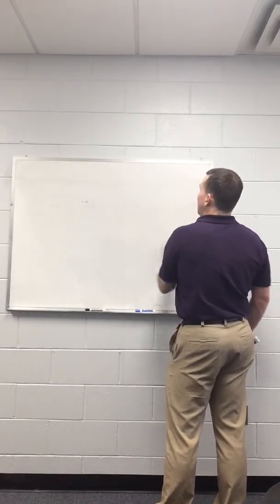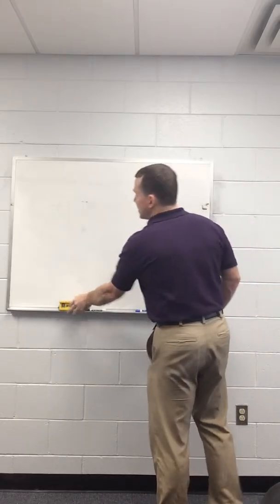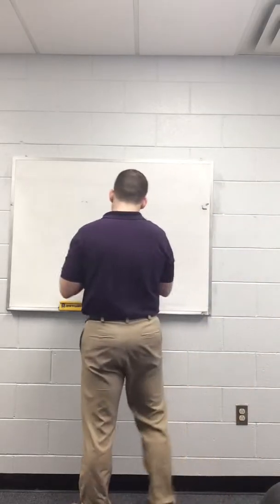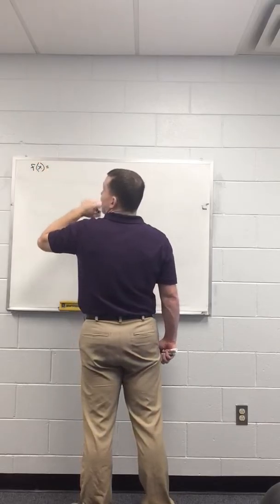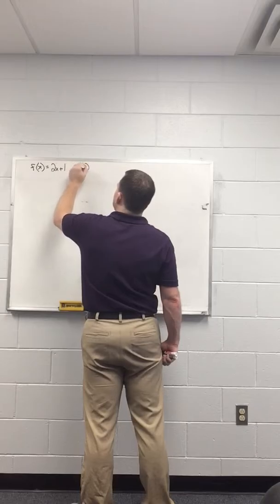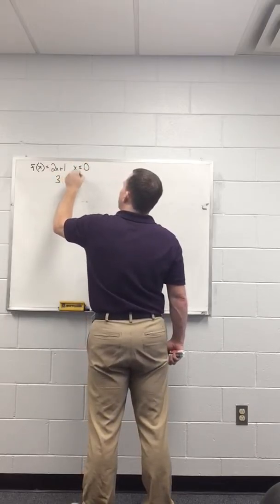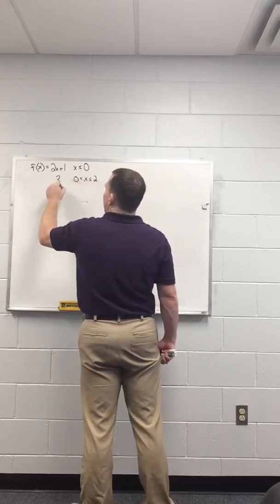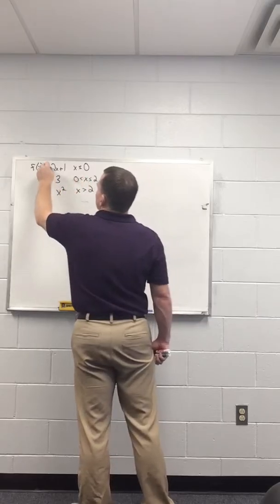I'm going to do one or two more of these just so we can see them worked out, but maybe we'll make them a little more challenging so you guys can see more complex examples, which means I'll need more colors for my markers. So suppose I have f of x equals 2x plus 1 for x less than or equal to 0, 3 for 0 less than x less than or equal to 2, and x squared for x greater than 2.